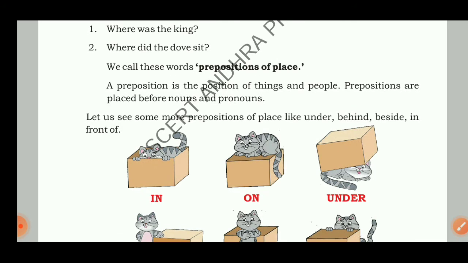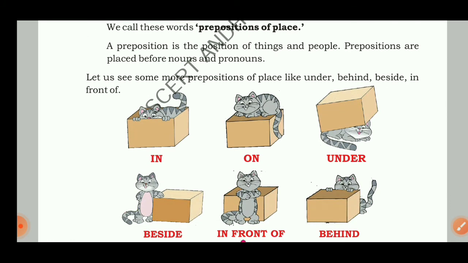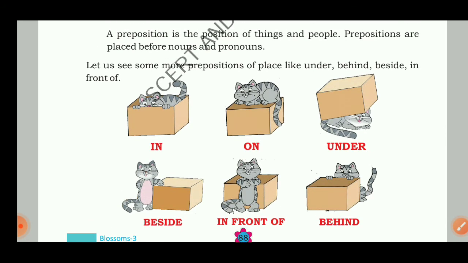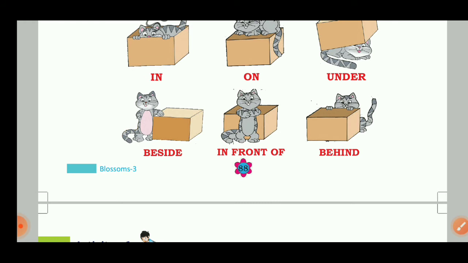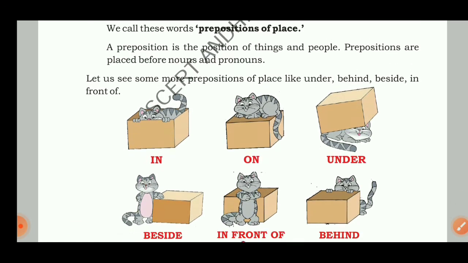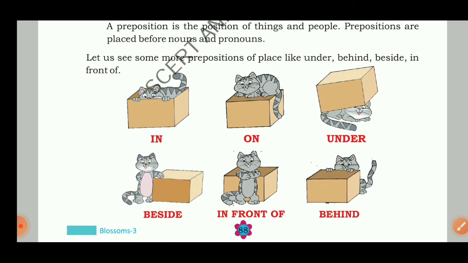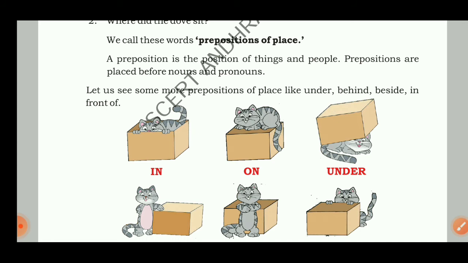Let us see some more prepositions of place like under, behind, beside, in front of. In ante box lopala pilli undi. On ante box meeda. Under ante box kinda. Beside ante box pakkana. In front of ante box mundara. Behind ante box venaka. Ivi prepositions. Ivi noun ki mundara lekapothe pronouns ki mundara vastavi. Ee prepositions anevi vastuvula ledha vyaktula yokka position nu teliyajestayi.